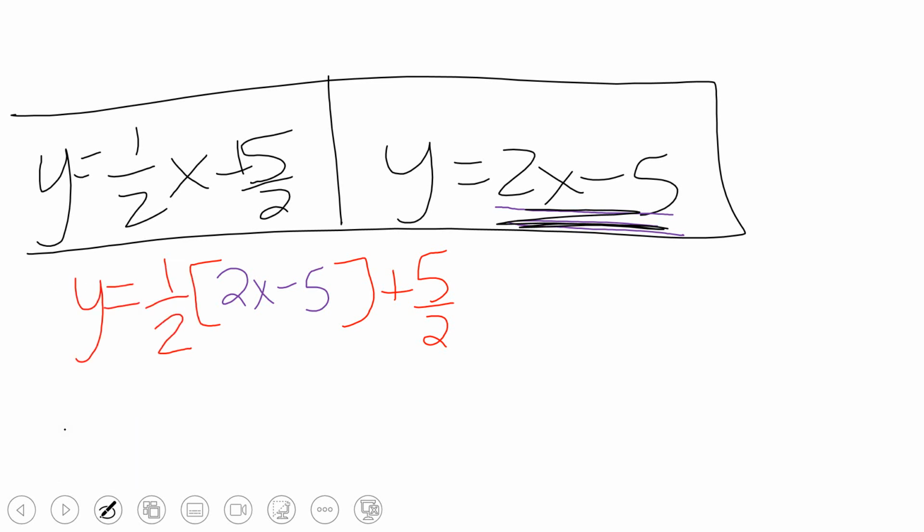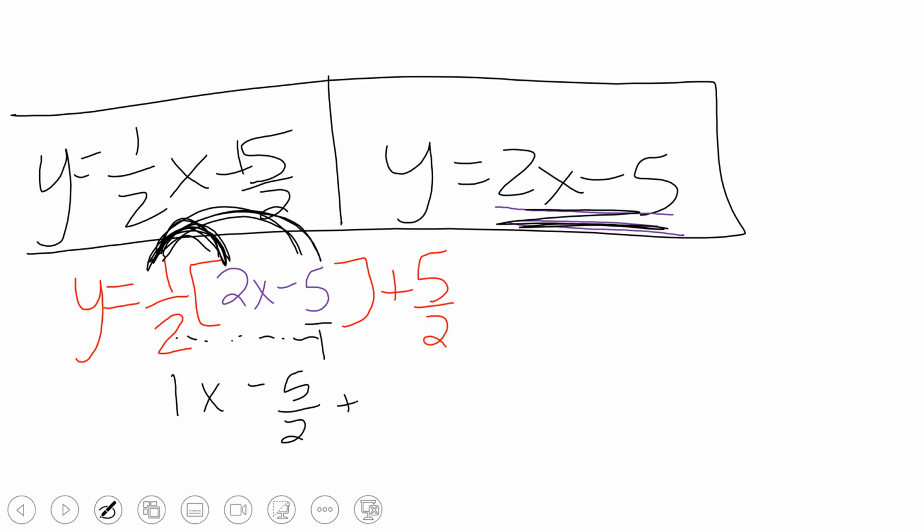So I'm going to take the 1/2 and I'm going to distribute. What's half of 2? Because when you use the word of, you're multiplying. When you distribute, you multiply. What's half of 2? 1. Now, when I distribute this 1/2 to the -5, we're going to multiply across. So 1 times -5 is -5, and 2 times 1 is 2.